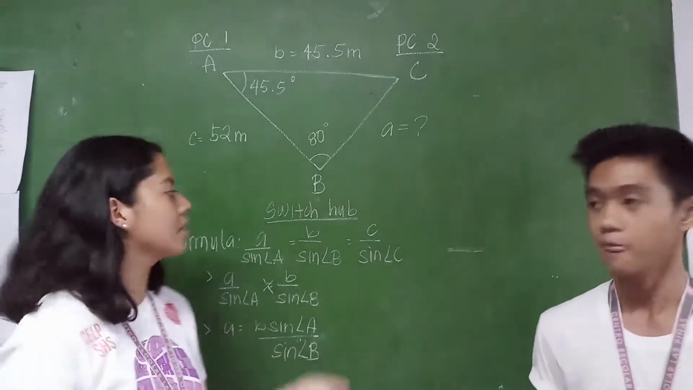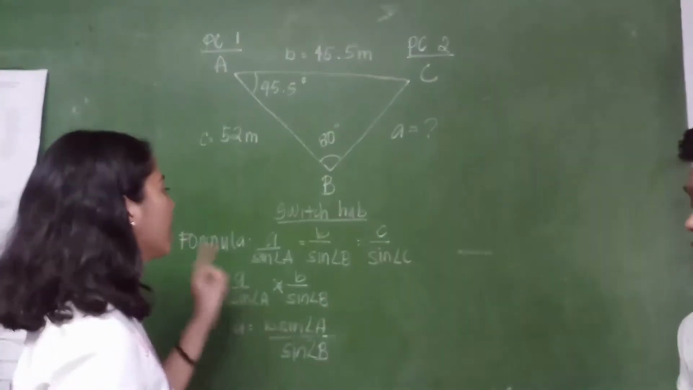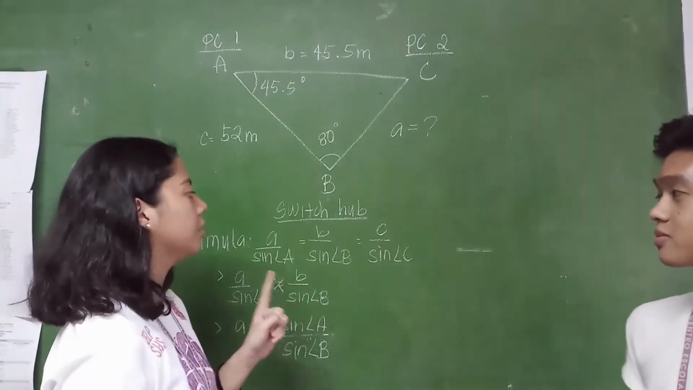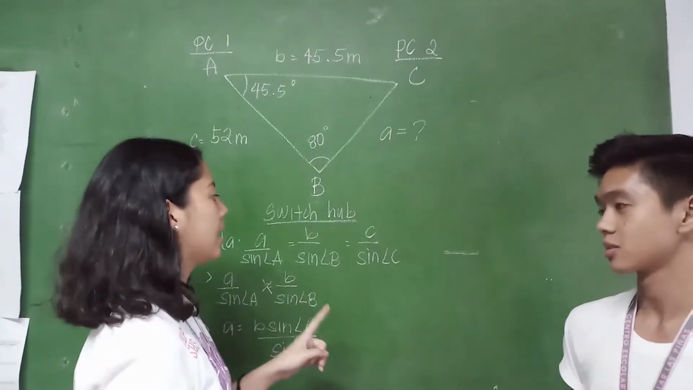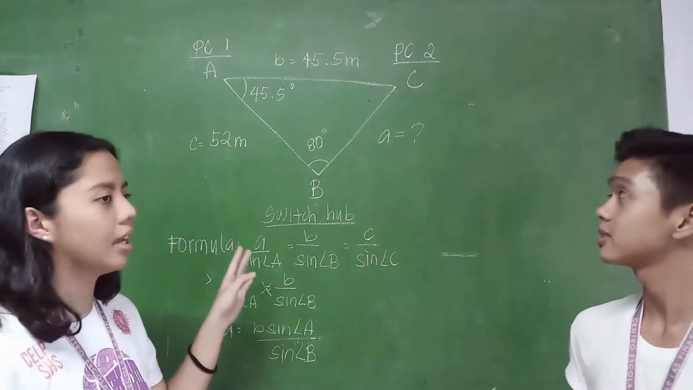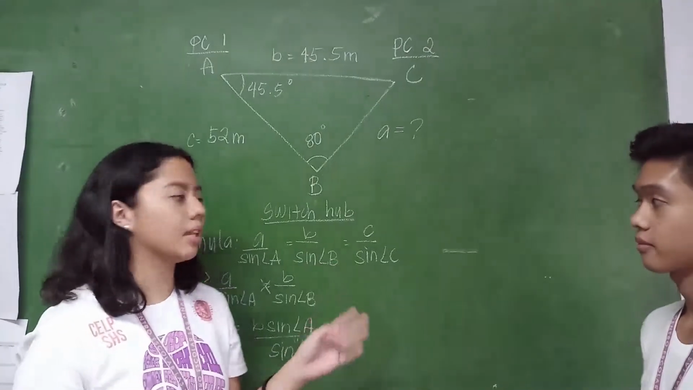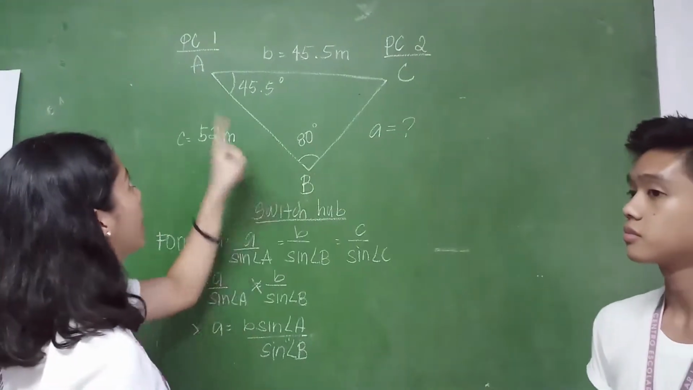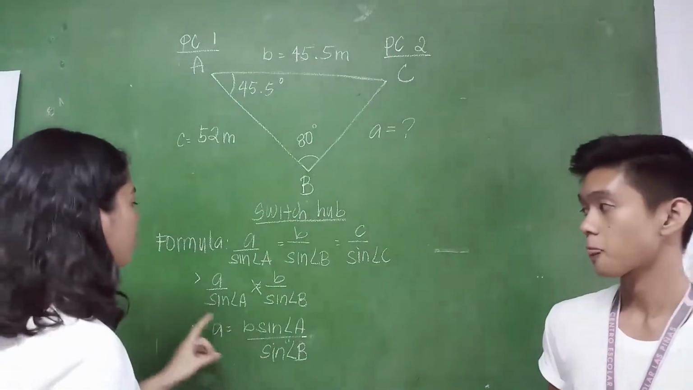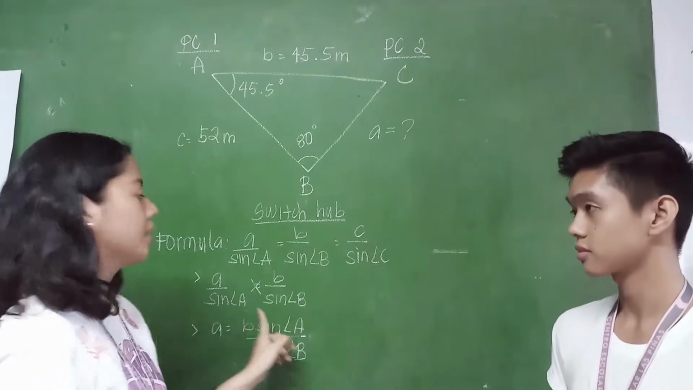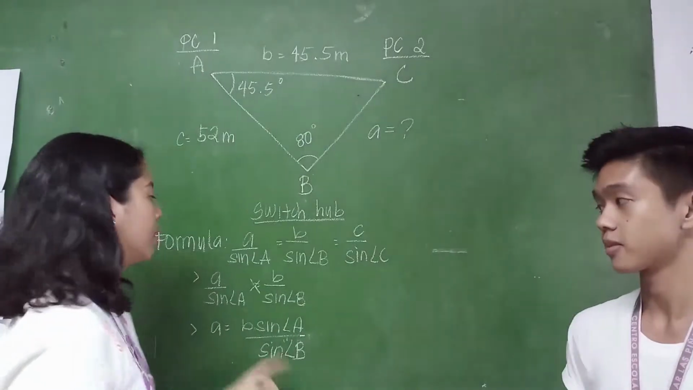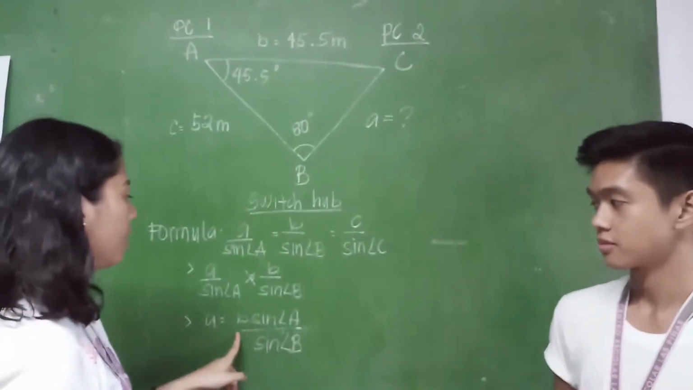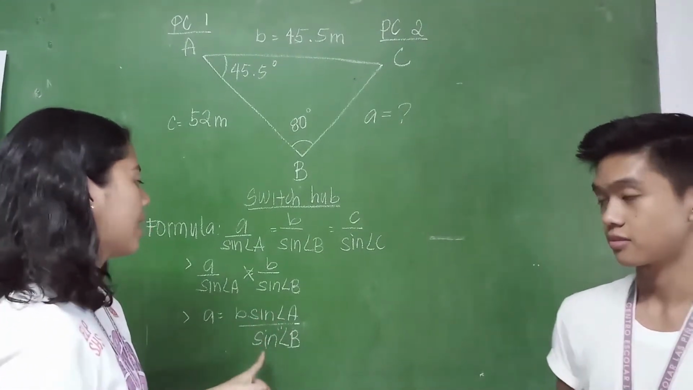So for law of sines, this will be our formula: A over sine angle A equals B over sine angle B equals C over sine angle C. For this case, we have to use what is given. So side B and angle B is given as well as angle A. In this case, this will be our formula. It will then be derived into side A equals B sine angle A over sine angle B.